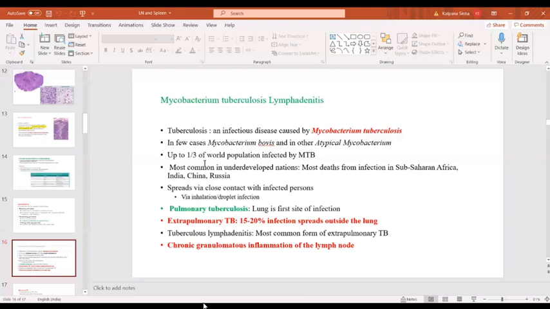So how does it spread? It is spread via inhalation or droplet infection. There are two types of tuberculosis. Primary tuberculosis, in which the lung is affected, the most common site. But there is a second category, known as extrapulmonary TB.